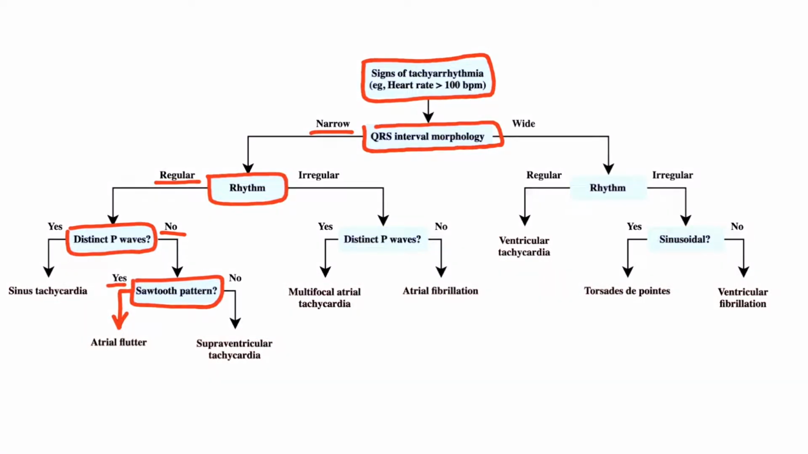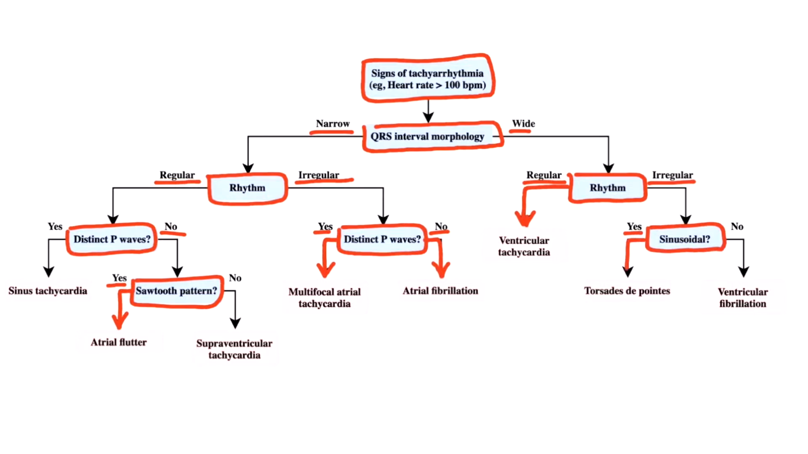Among narrow complex tachyarrhythmias with an irregular rhythm, the presence of distinctive P waves will be classified as multifocal atrial tachycardia, and the absence of P waves will be classified as atrial fibrillation. Wide, complex tachyarrhythmia with a regular rhythm is likely ventricular tachycardia. If there is an irregular rhythm, then the presence of a sinusoidal pattern indicates torsades de pointes or polymorphic ventricular tachycardia. In the absence of any discernible pattern, the wide, complex, irregular tachyarrhythmia will be classified as ventricular fibrillation.